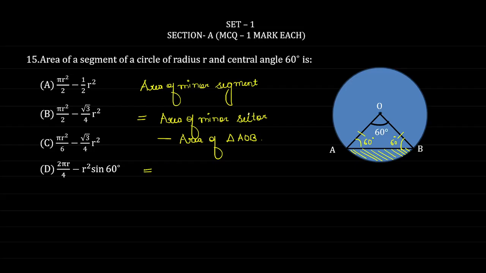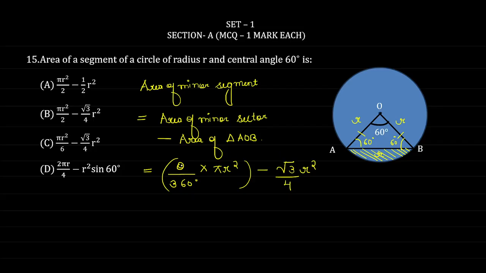Why? Let's see here. Minor sector area, we know that it is central angle theta by 360 into pi r square, minus the area of the triangle. This is an equilateral triangle. I know the direct formula for this, that is root 3 by 4 side square. All sides are equal, so the side is the radius. So root 3 by 4 r square. That's the direct formula for the area of an equilateral triangle.